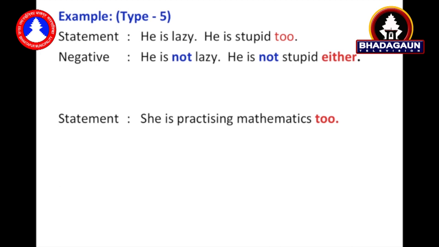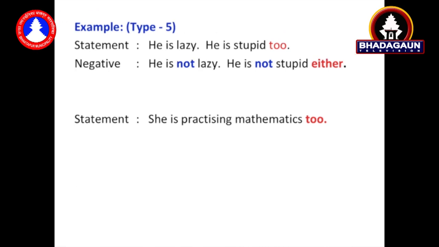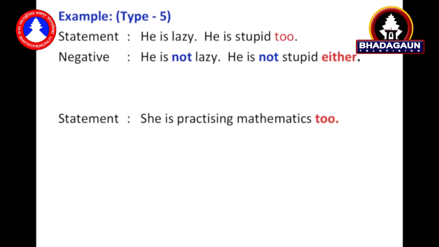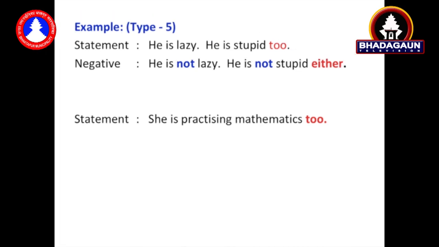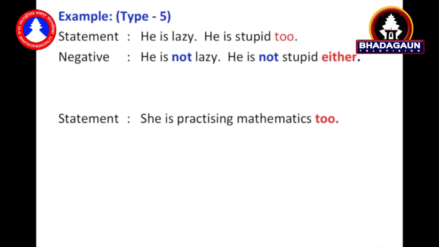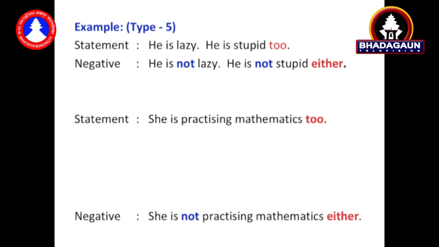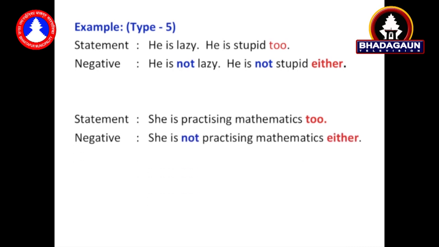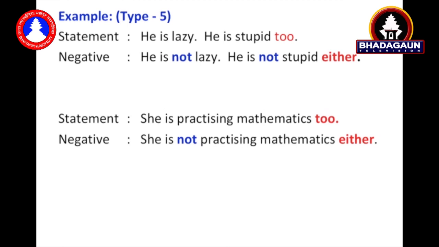Let's take another example. He is practicing mathematics too. And again, too is used here. Do we have the auxiliary verb here? Yes, that is. And its negative is she is not practicing mathematics either. Not is used next to the auxiliary verb and too is changed into either.